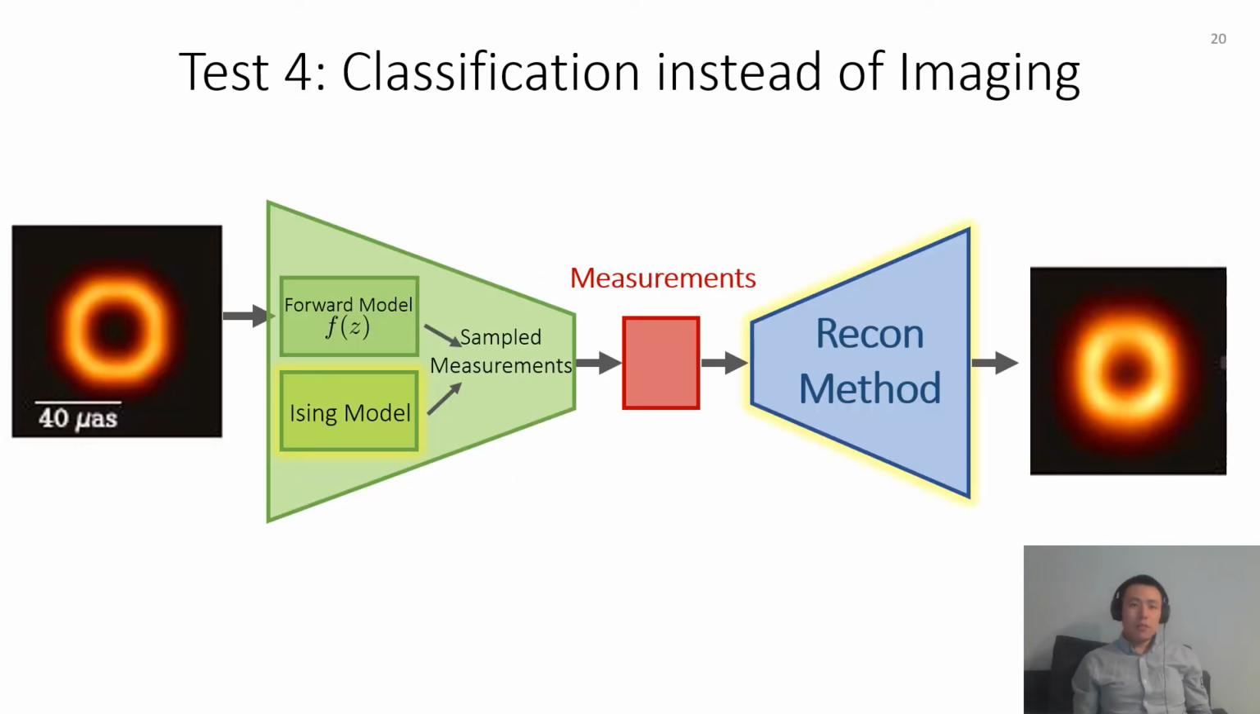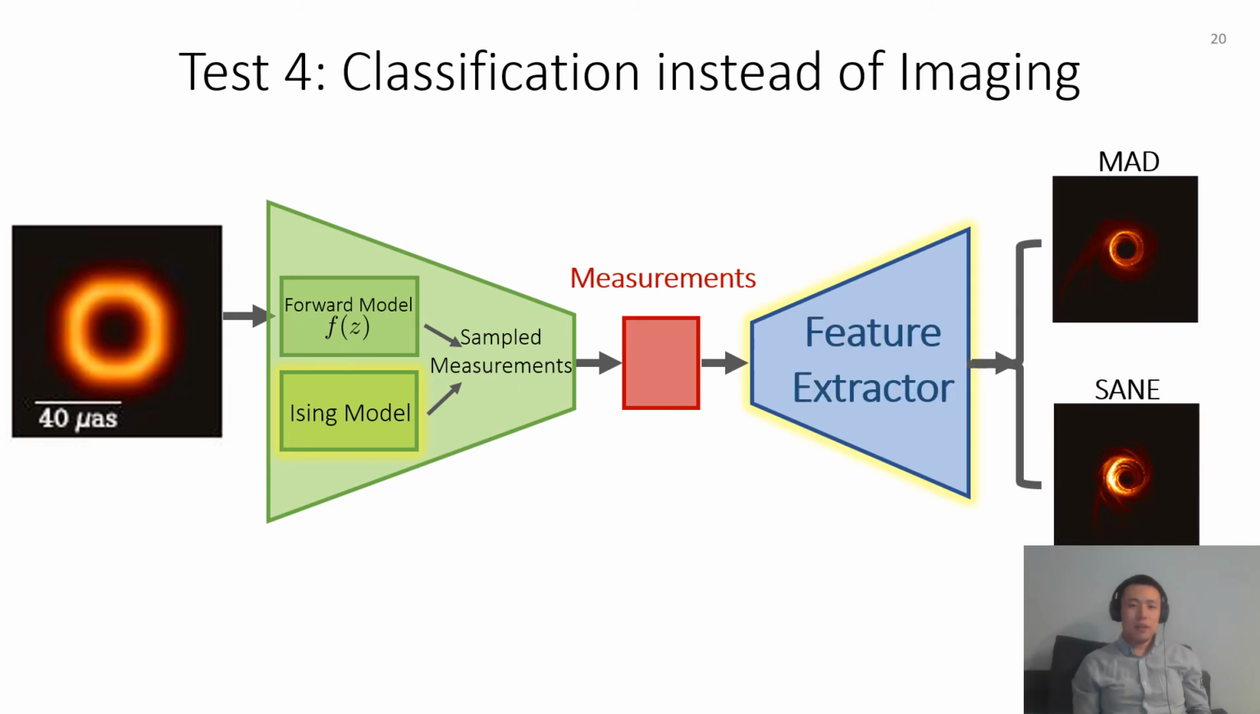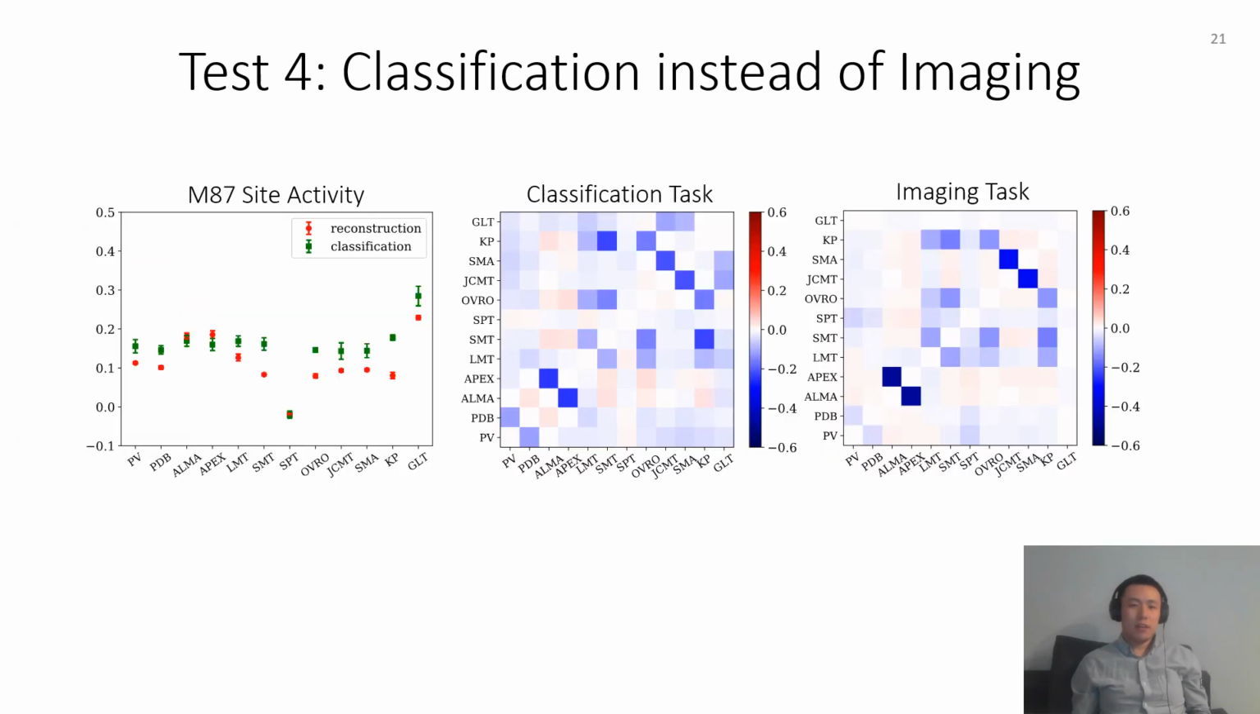We also explore the possibility of replacing the reconstruction method with a feature extractor and a classifier. For example, the black holes could be classified into 2 classes, mad and sane. We train our autoencoder to accomplish this classification task instead of the imaging task. And here are the design results. For this particular classification task, the activity and correlation parameters are similar. However, in the classification task, the participation of telescopes appears more equally distributed, whereas in the imaging task, certain telescopes were more important.